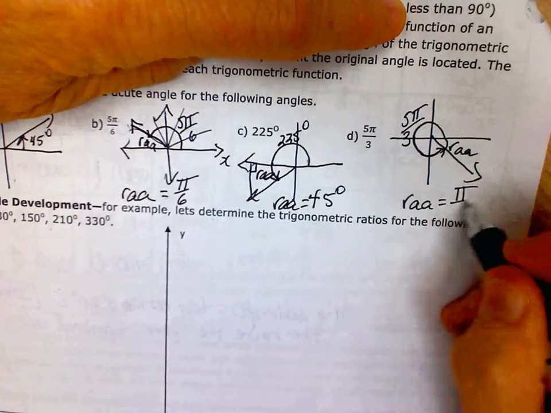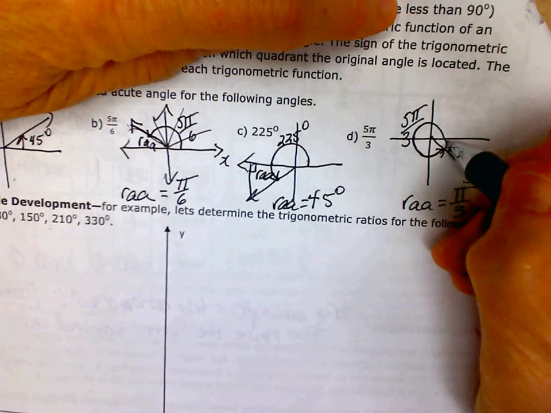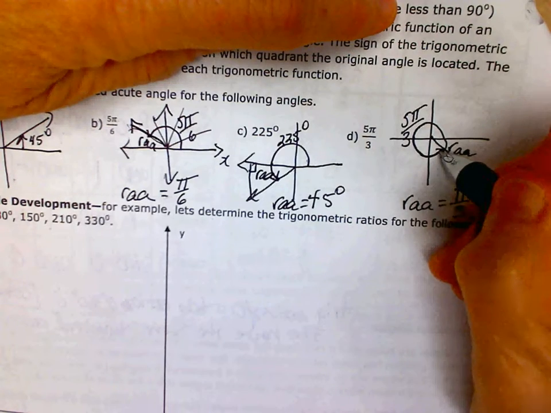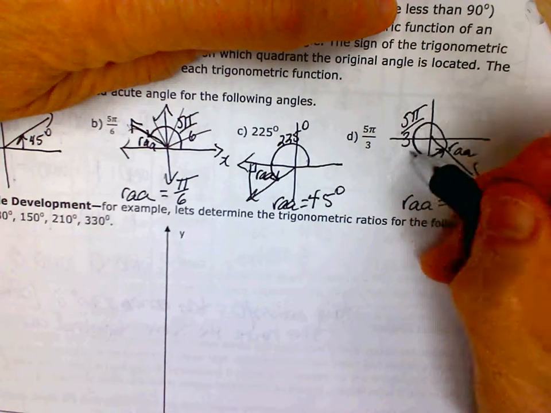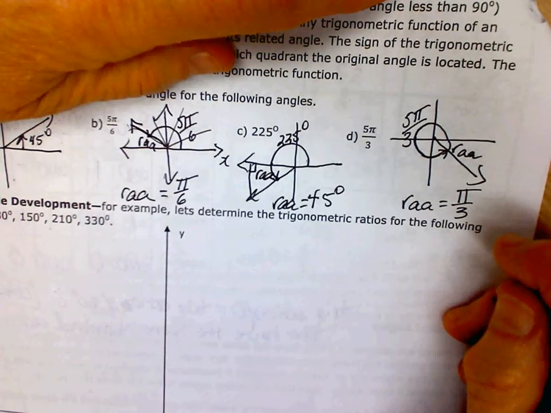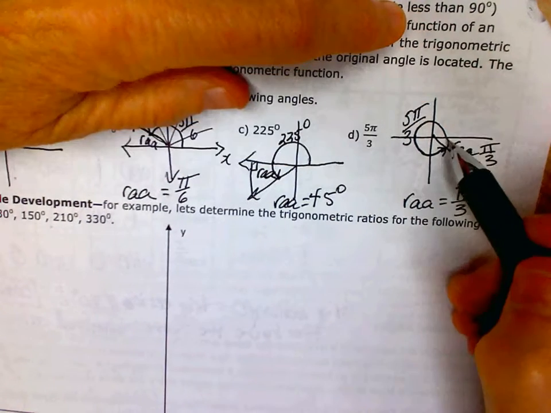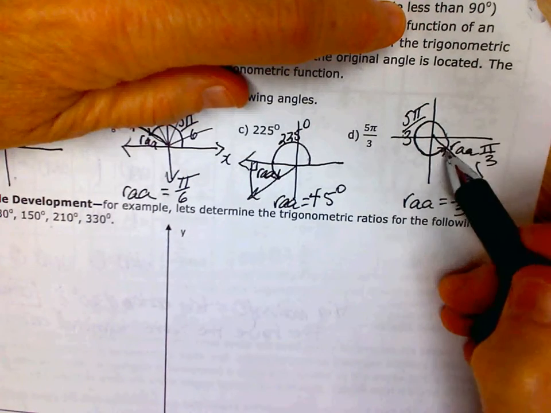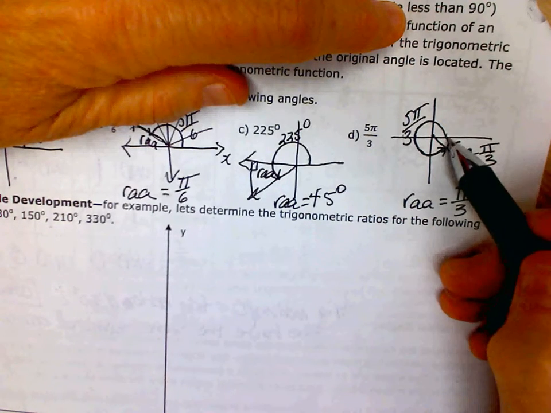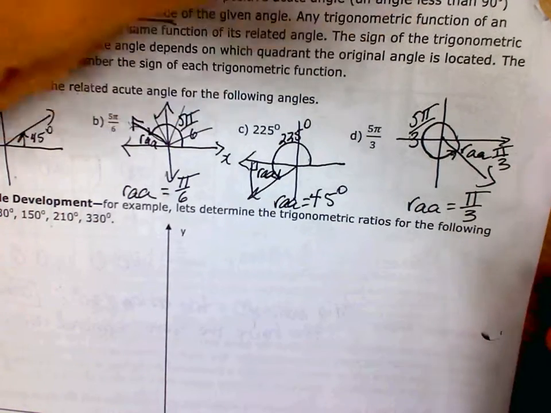Pi over 3. Because if a complete turn is 6 pi by 3, and this is pi by 3, then 6 pi by 3 minus 5 pi by 3 is pi by 3. To go from here to here is 5 pi by 3, and then to finish it off, this angle here to get back to the x-axis must be pi by 3.